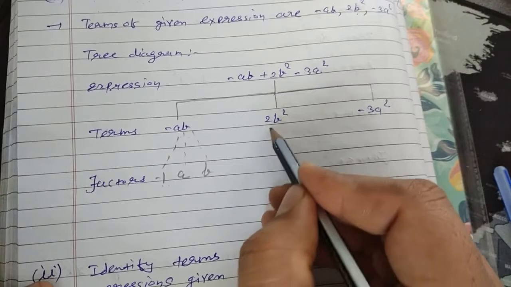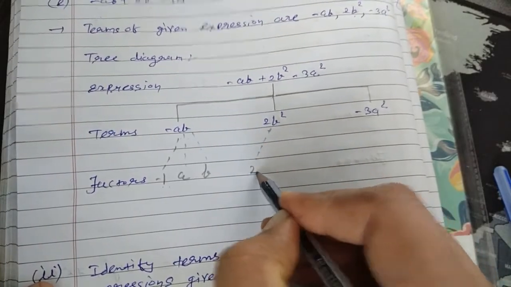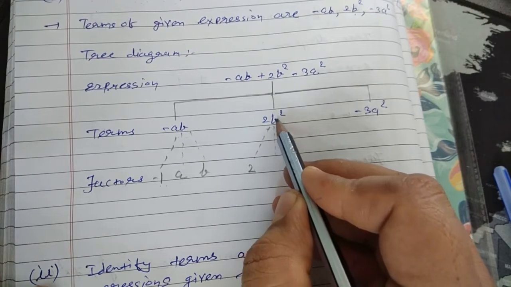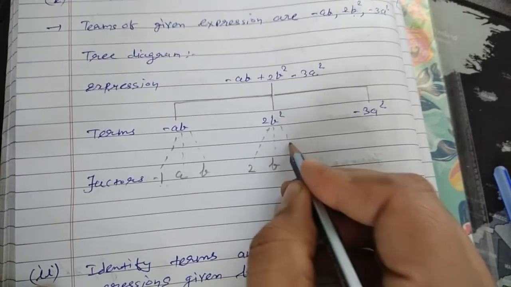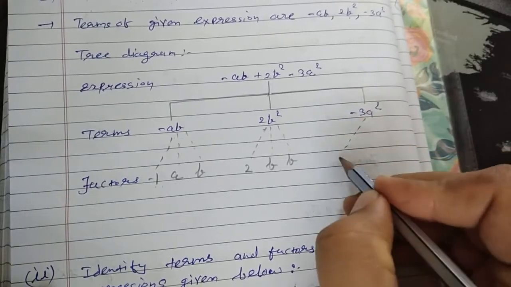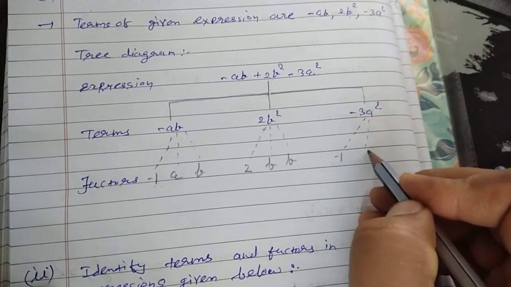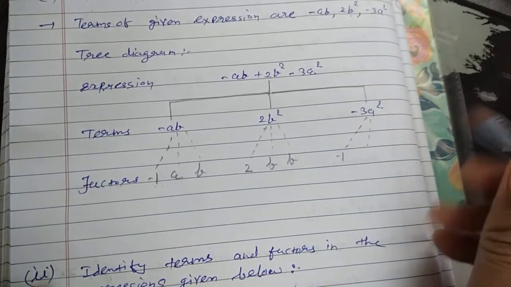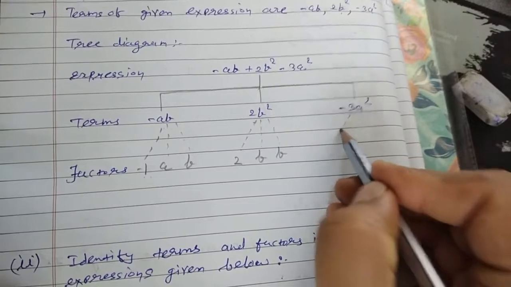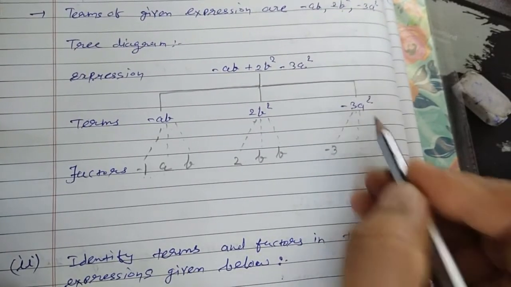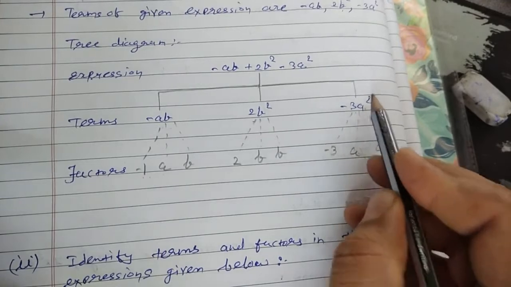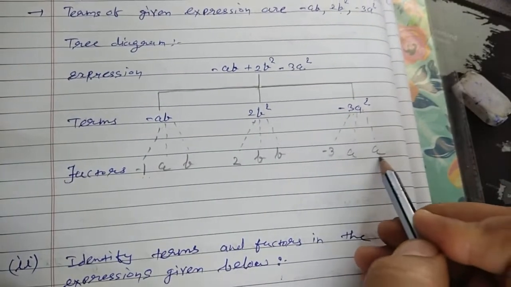Now the second term 2B square. Here the numerical factor is 2 and the algebraic factors are B square, that is B multiplied by B, so B and B. Similarly for minus 3A square, the minus sign stands for minus 1, and the numerical factor is minus 3, and the algebraic factors are A square, that means A multiplied by A, that is A and A. So minus 3A square is a product of the factors minus 3, A and A.